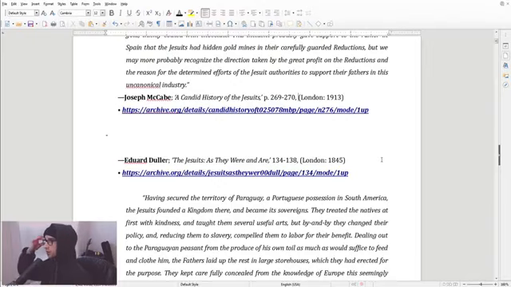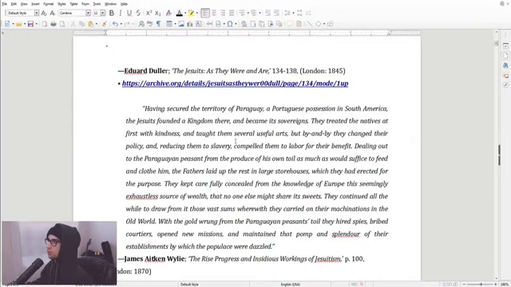All right. I'll link this too. So, in James Aitken Wylie's book, The Rise, Progress, and Insidious Workings of Jesuitism, page 100, London, 1870, he says, having secured the territory of Paraguay, a Portuguese possession in South America, the Jesuits founded a kingdom there and became its sovereigns.